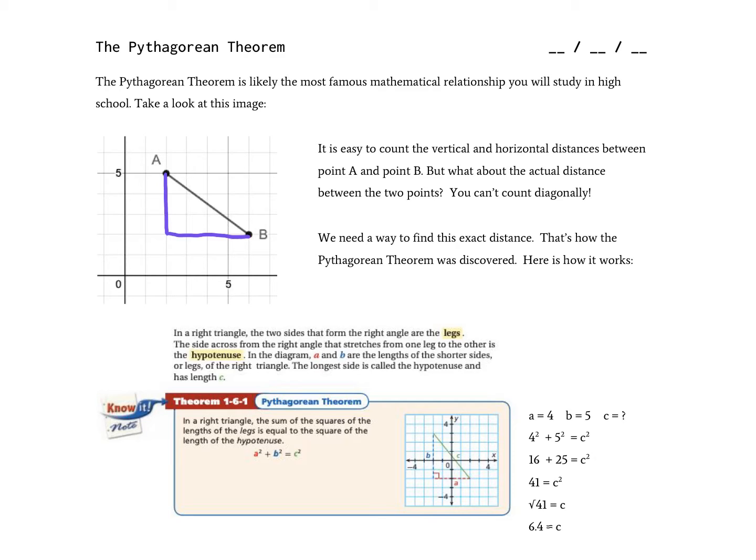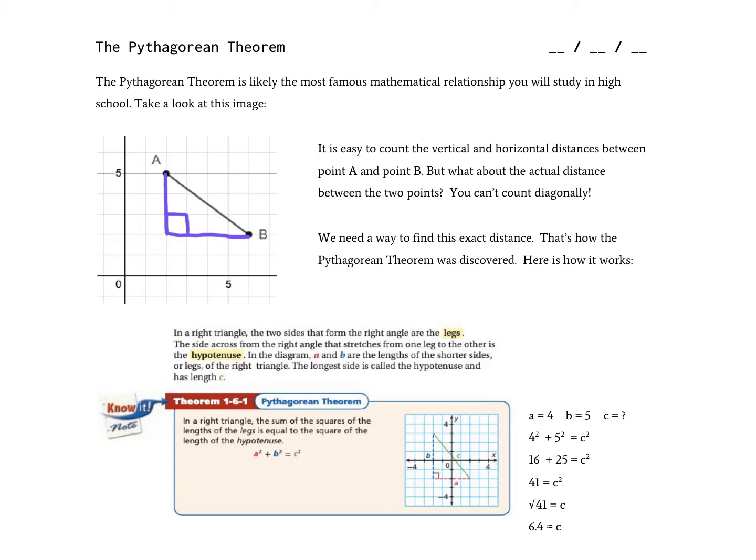All right, so this only works in right triangles, and a right triangle has a right angle, so 90 degrees. The two sides that form that 90-degree angle are the legs. Those should be the two smaller sides. The hypotenuse is always the side across from the right angle and is also the longest side, and this we usually call side C. So A and B are the legs, C is the hypotenuse.